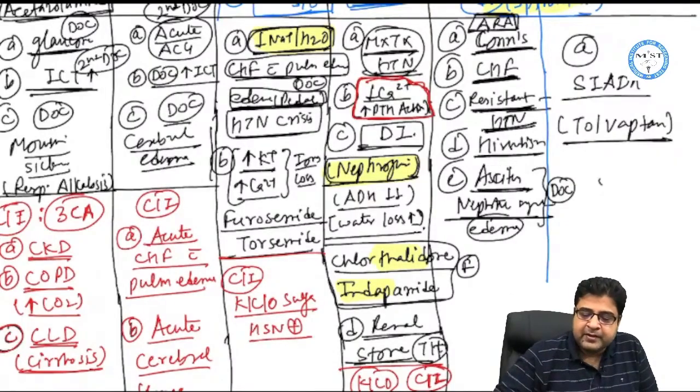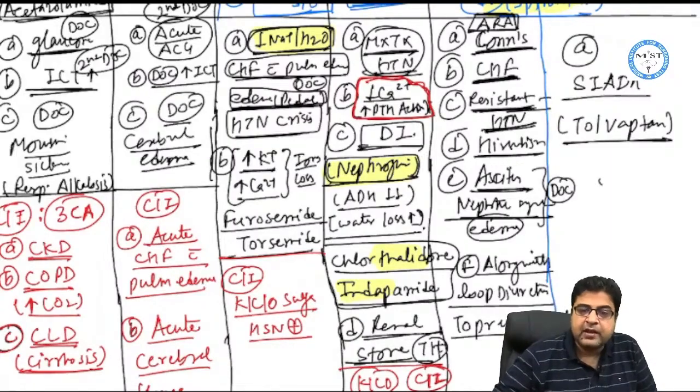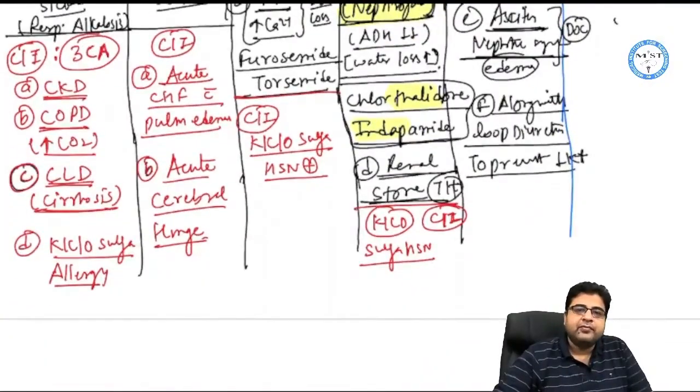Apart from this, this medicine is given along with loop diuretics to prevent hypokalemia.